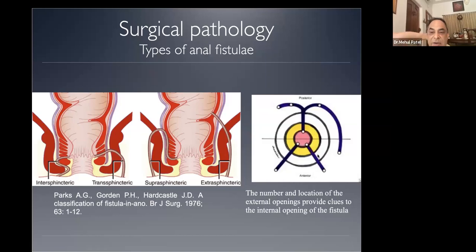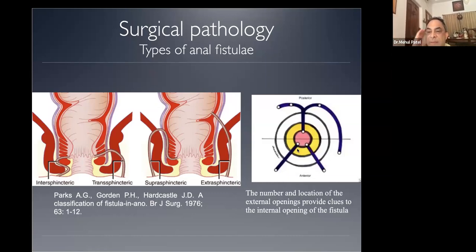So the other thing that you guys know about is an anterior and posterior fistula. You know that the posterior fistulas open at the midline usually, and anterior fistulas open anterolaterally, and they extend along the anterior anosphincteric raphe, which is the anoscrotal raphe.